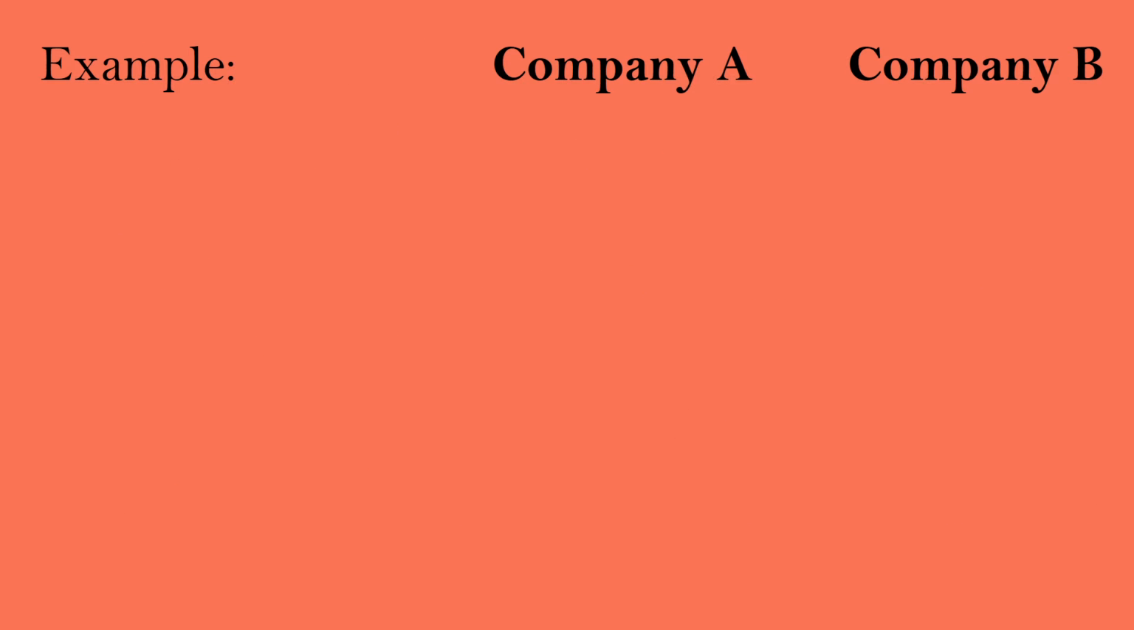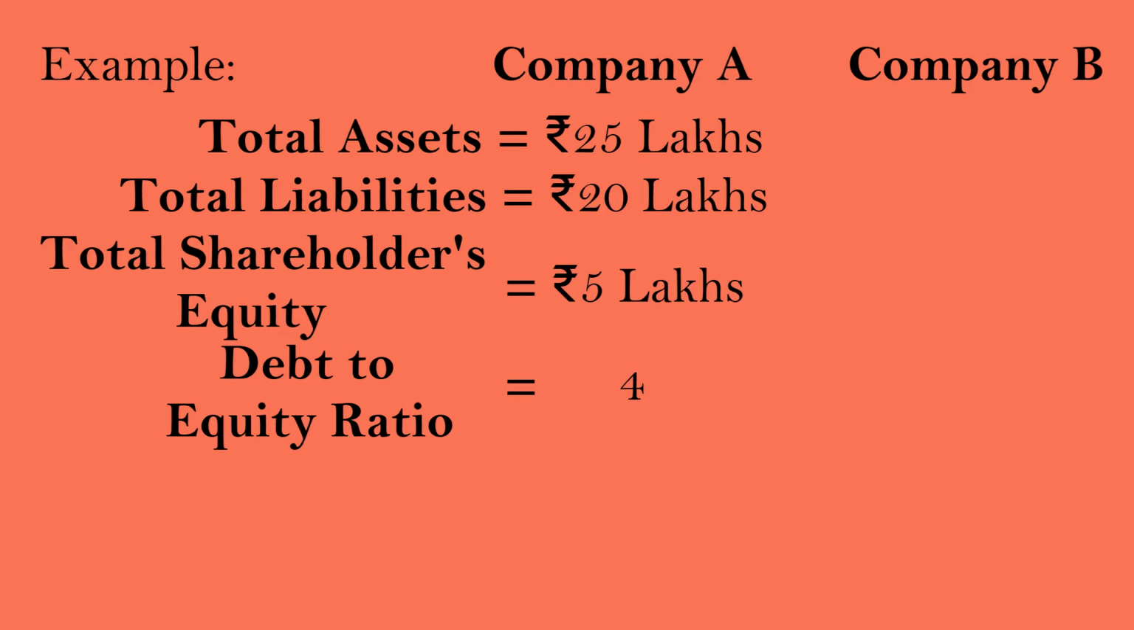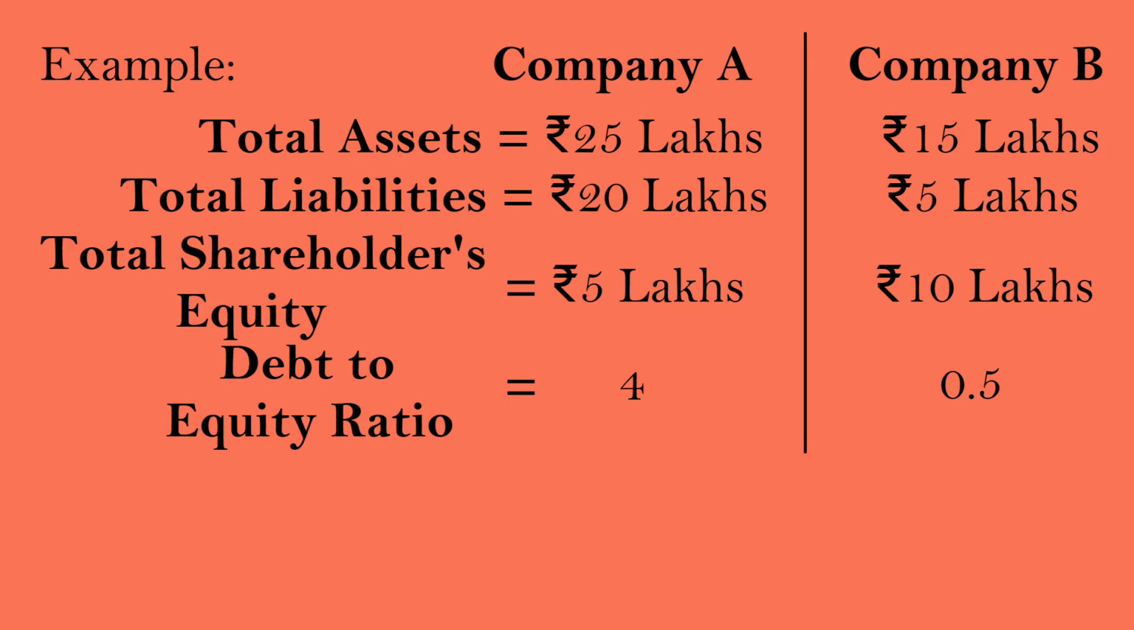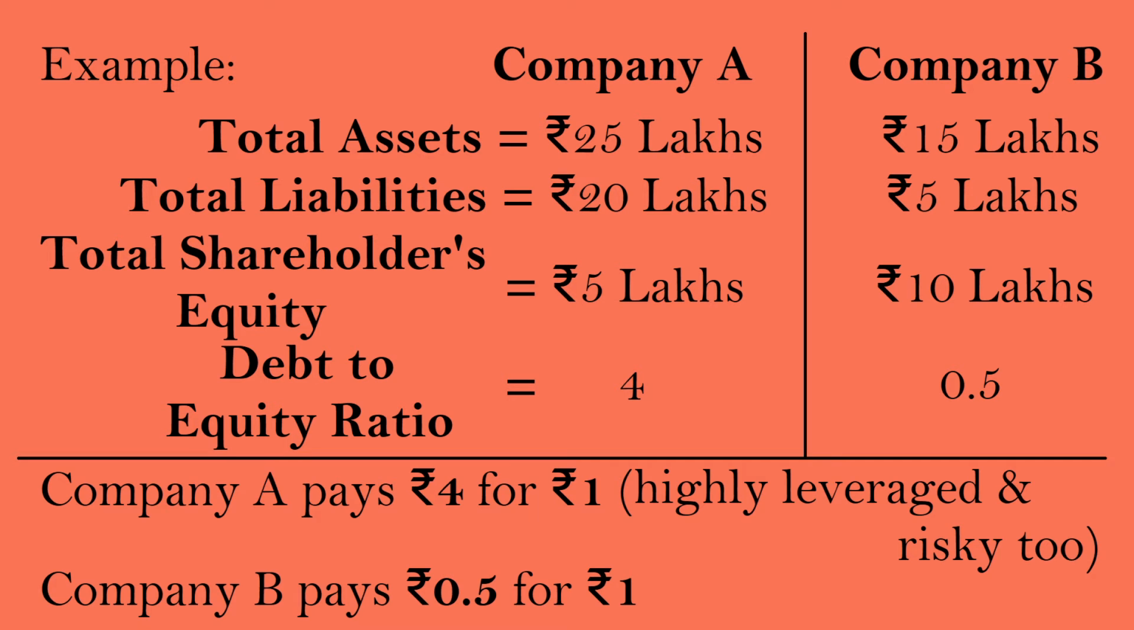For example, take company A and company B. Company A's asset is 25 lakh, liability is 20 lakh and its equity is 5 lakh, then debt to equity ratio is 4. On the other hand, company B's asset is 15 lakh, liabilities is 5 lakh and equity is 10 lakh, then D/E ratio is 0.5. From this example, company A pays 4 rupees for their 1 rupee, but company B only pays 0.5 rupee for their 1 rupee. So company A is highly leveraged and highly risky.